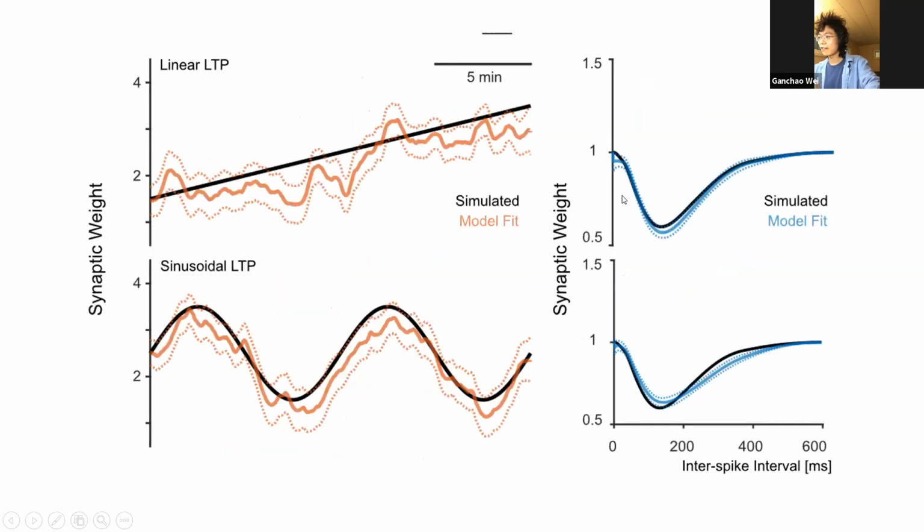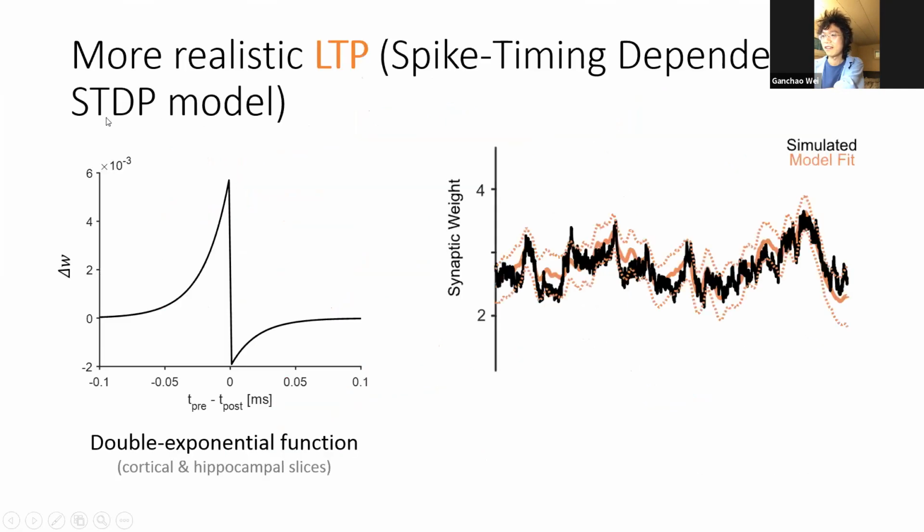Now we fix the STP to be depression and simulate data with the long-term plasticity as linear changing or sinusoidal changing. Things mostly look good. But the linear changing and sinusoidal changing LTP is far from the real situation. So how about the estimation for some more realistic LTP?